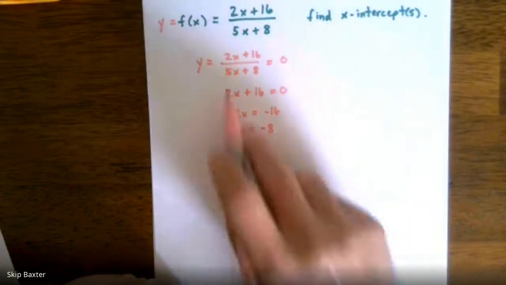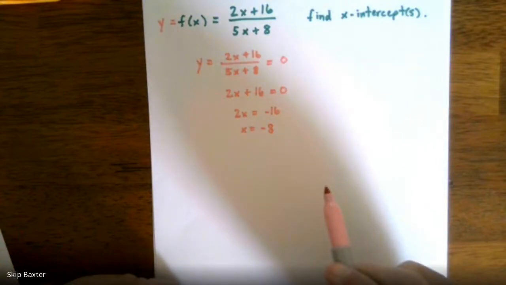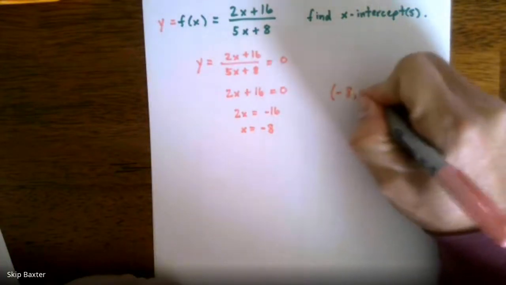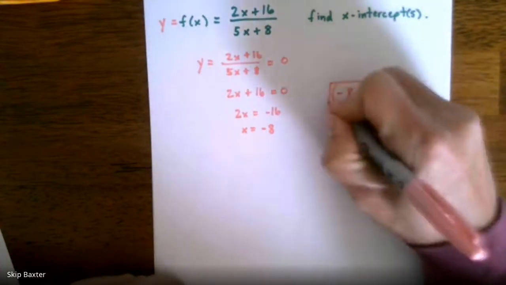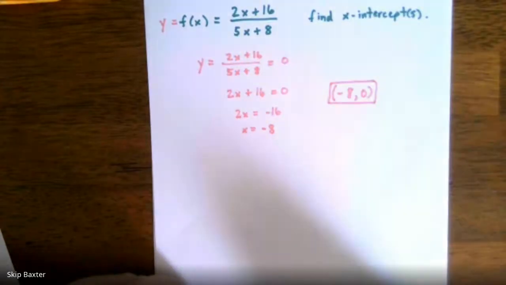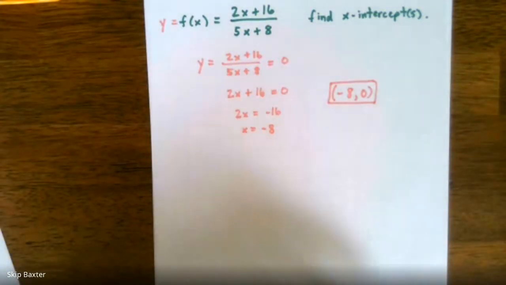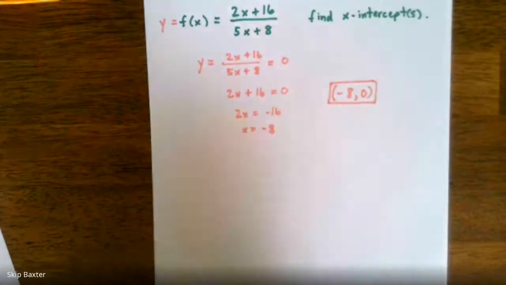Right? And you can definitely tell that negative 8 doesn't give you a 0 denominator. So the x-intercept is the point negative 8, 0. That's it. There's only one in this case. Okay? So if the function was a little more complicated, it's still done the same way.